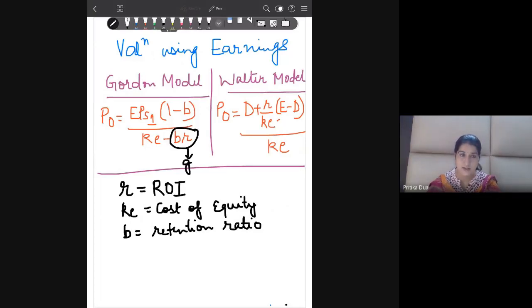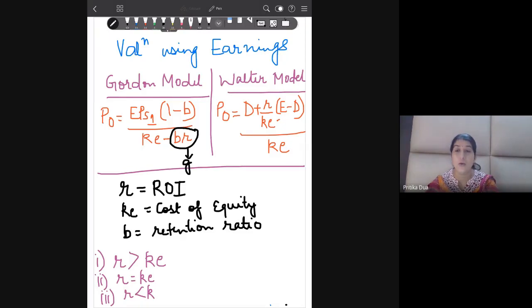Okay, so under the Gordon model and the Walter model, we had three cases. Case 1 was when the company is earning more and the cost of equity is less. Second was R is equal to KE, and third scenario was when R is less than KE. Okay. तो हम इसमें ये बोलते हैं that if the company is retaining the earnings right now, then the company should give a higher return to the equity shareholder in the future.